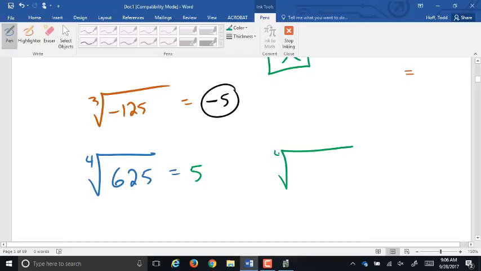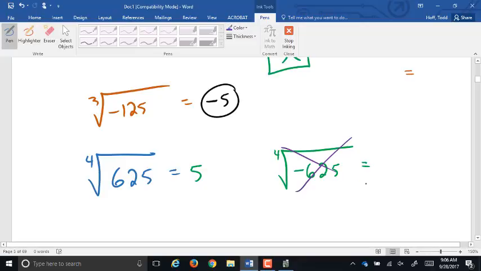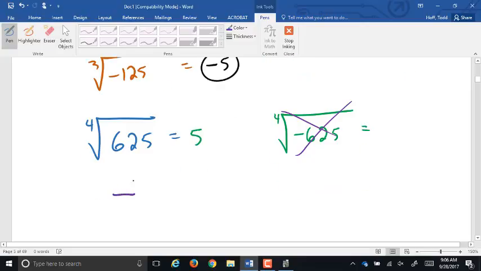Well, let's see. What is a fourth root of a negative 625? You can try that one on your calculator. What is it? Exactly. Remember that fourth root is asking what number to the fourth power is 625? Well, 5 to the fourth power is 625. Over here, it'd be asking what number to the fourth power is a negative 625. Well, 4 is an even power. If I tried to do negative 5, it would be negative 5 times negative 5 times negative 5 times negative 5.